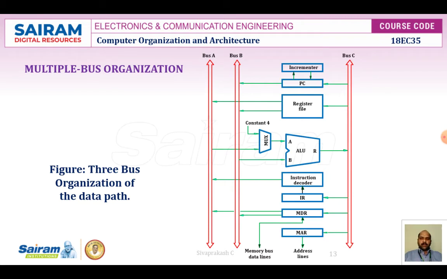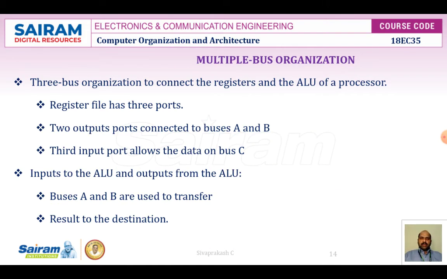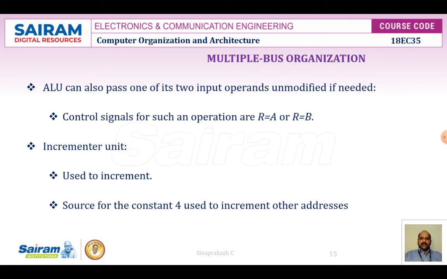program counter by 4. The source of the constant 4 is the multiplexer at the ALU input. The incrementer is still useful here, as it can be used to increment other addresses, such as the memory address in the load multiple and store multiple instructions. In this way, the multiple bus organization helps us perform these operations.